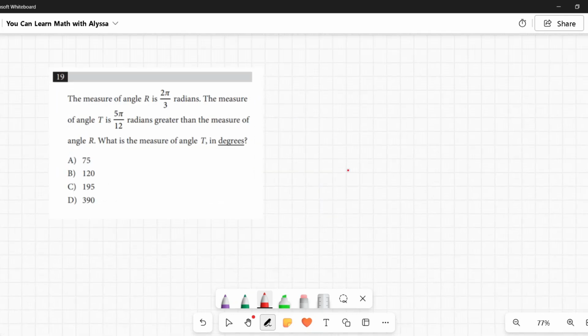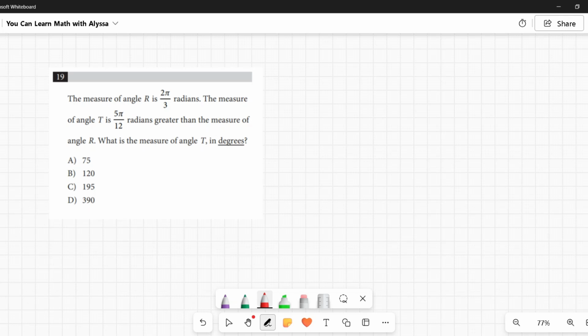Number 19. The measure of angle R is 2 pi over 3 radians. The measure of angle T is 5 pi over 12 radians greater than the measure of angle R. What is the measure of angle T in degrees? If you have a calculator that converts radians to degrees, you can convert all these to degrees and then convert back. That's definitely a method to do it. But I'm going to show you my preferred method because, hey, it's my channel. I'm going to just deal with the math first and then convert one time.